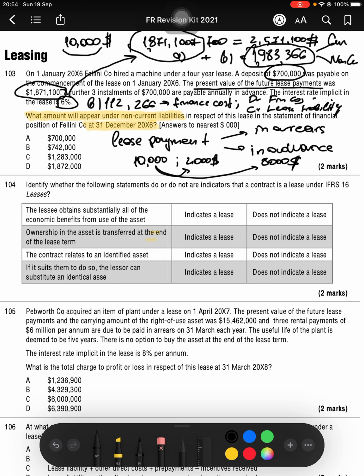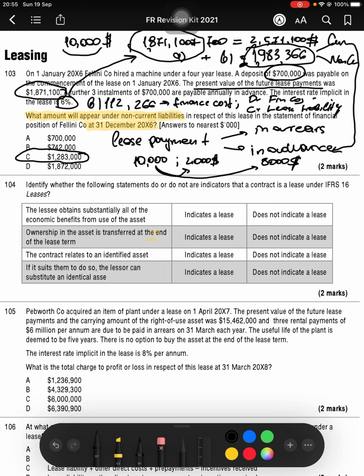As I said before, if our payments are in advance, then out of this amount, the payment that should be made at the start of each year is our current liability. So this 700,000 is our current liability, and if we subtract this amount from the total liabilities, then our non-current portion will be 1,283,366. This is our first question.